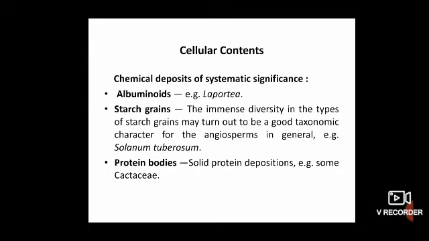The albuminoids in Laportea. The starch grains. The immense diversity in the types of starch grains may turn out to be a good taxonomic character for the angiosperms in general. Example, Solanum tuberosum, that is potato. Protein bodies. Deposition of solid protein depositions have systematic use. Example, some Cactaceae.